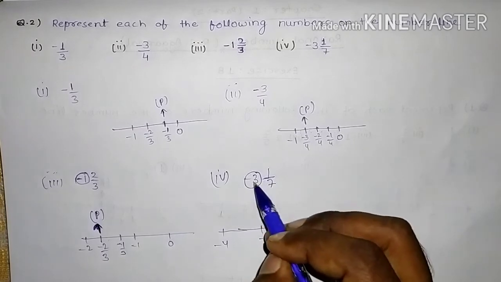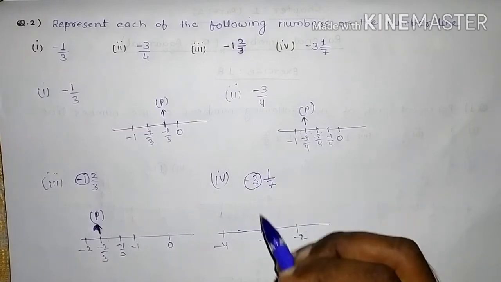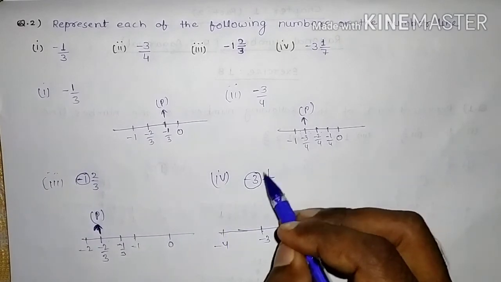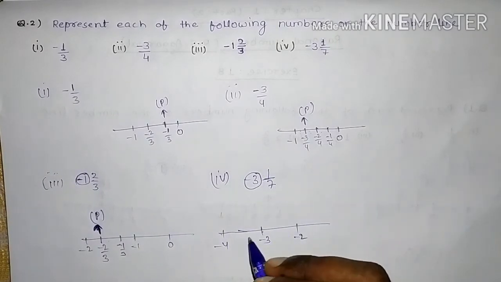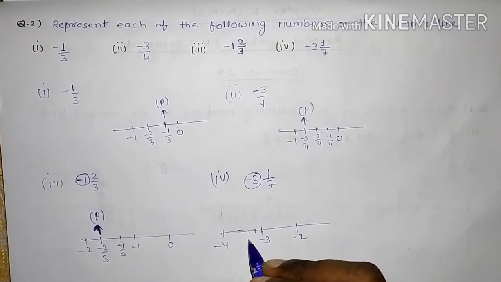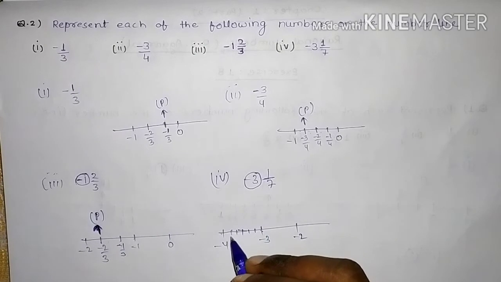Okay, here -3 shows this point lies between -3 to -4. So here we have to draw 1 by 7 only. So just divide the space between -3 and -4 into 7 parts. So 1, 2, 3, 4, 5, 6.